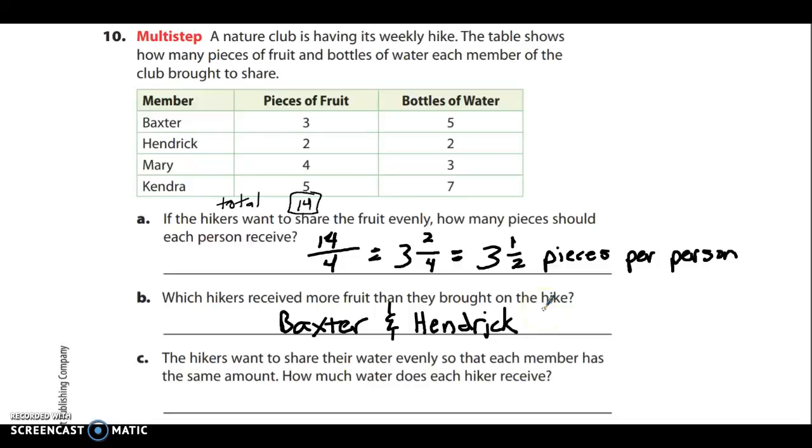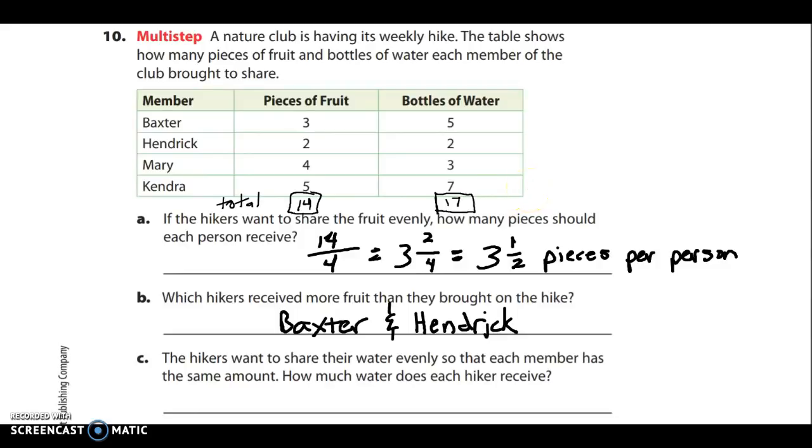All right, question C. The hikers want to share their water evenly so that each member has the same amount. How much water does each hiker receive? It's the same idea as what we did with the fruit. They're going to take all the bottles of water, they're going to put them in a big pile, and then they're going to divide them evenly. So first things first, you got to figure out how much water they brought. 5 plus 2 is 7, plus 3 is 10, plus 7 is 17. How much water did they bring total? 17 bottles.